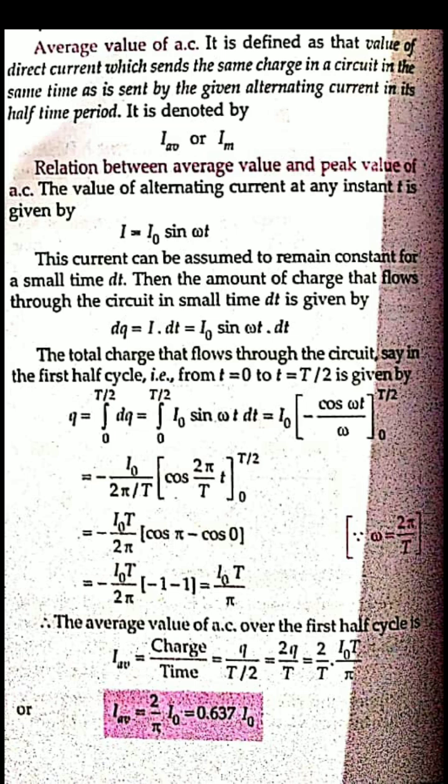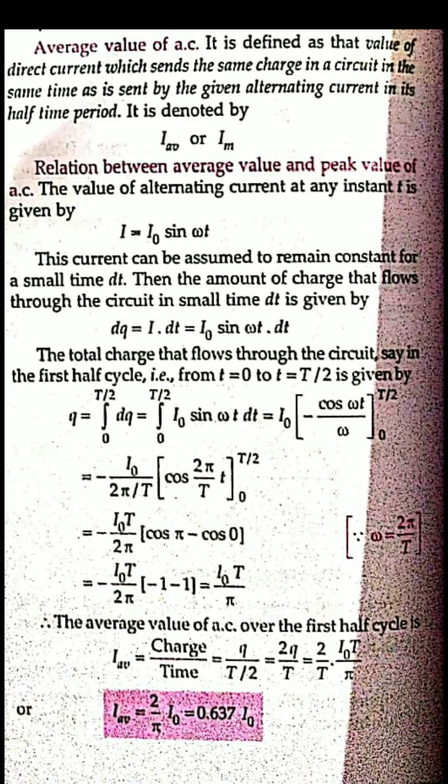How do we define the mean value or average value? It is defined as the value of direct current which sends the same charge in a circuit in the same time as is sent by the given alternating current in its half time period. Full time period means one positive half and one negative half, a complete cycle. Half cycle means either only the positive or the negative half.